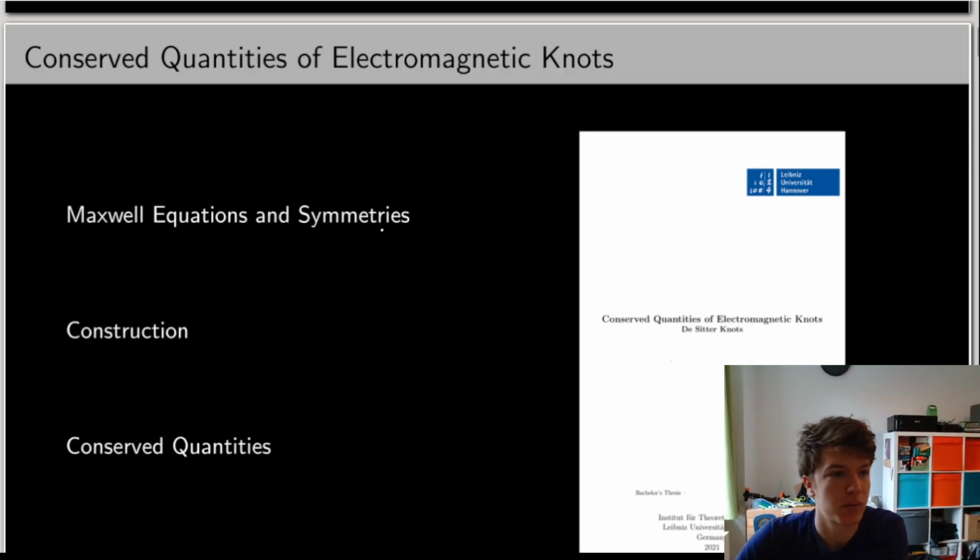The talk will be split in 3 parts. First, we're gonna talk about Maxwell equations and its symmetries, as we are trying to formulate Maxwell's equations that we know from the first year of study, and to generalize it to manifolds. And with that in mind, we can construct the electromagnetic knots on the de Sitter space, and the final part will be to talk about the calculation of the conserved quantities.